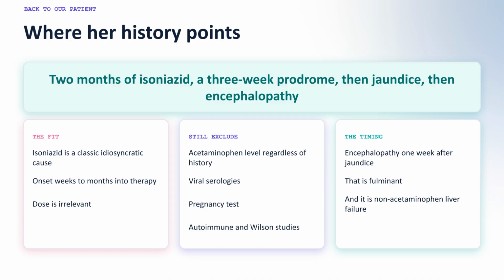Her history fits idiosyncratic isoniazid injury. Onset 2 months into therapy, dose irrelevant, but fitting is not the same as proven. So you still send an acetaminophen level regardless of the history. Viral serologies, a pregnancy test, and autoimmune and Wilson studies. And note the timing. Encephalopathy 1 week after the onset of jaundice. That is fulminant liver failure. And critically, it is the non-acetaminophen kind, which changes both her prognosis and her transplant criteria.